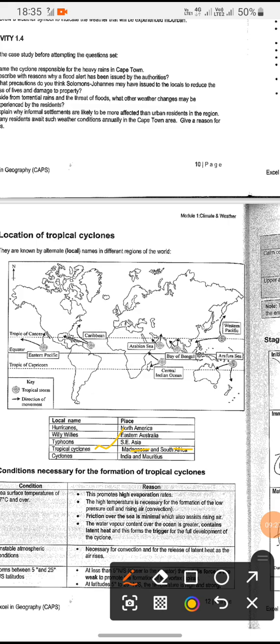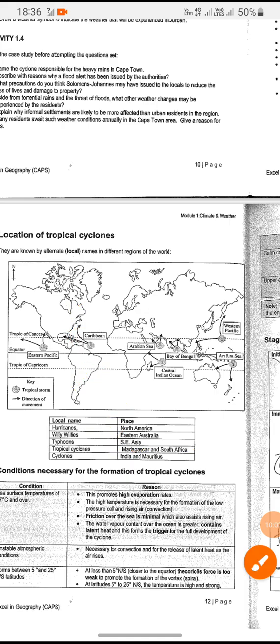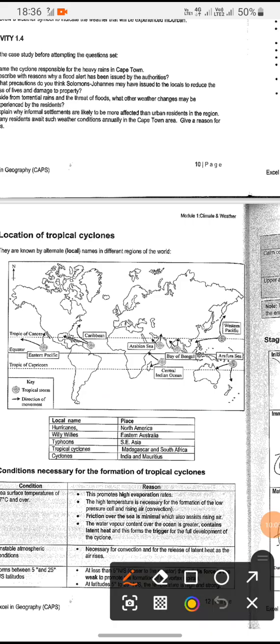In Northern America, see here, they call them hurricanes. In Australia, this side, they call them willy willies. But you don't really need to know these things, but for knowledge's sake, they call them typhoons in Asia, and cyclones in India and Mauritius. So you see its location.